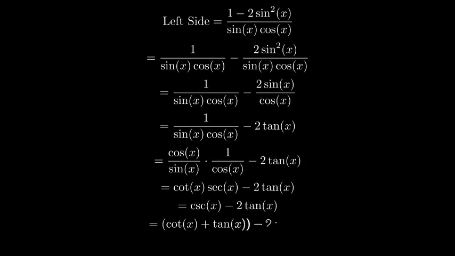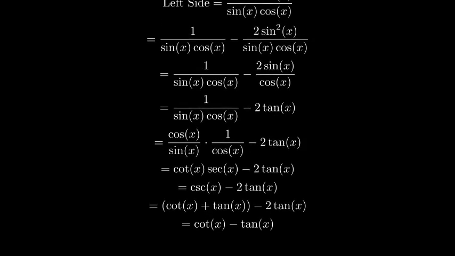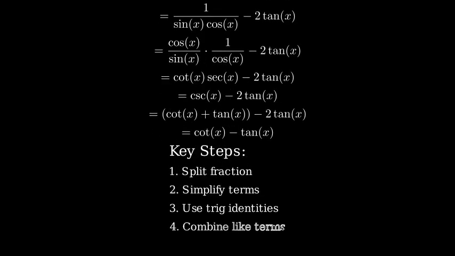For our final step, we can write cosecant x as cotangent x plus tangent x. This gives us cotangent x plus tangent x minus 2 tangent x, which simplifies to cotangent x minus tangent x, exactly matching our right side. And there we have it. We've proven that 1 minus 2 sine squared x over sine x cosine x equals cotangent x minus tangent x.